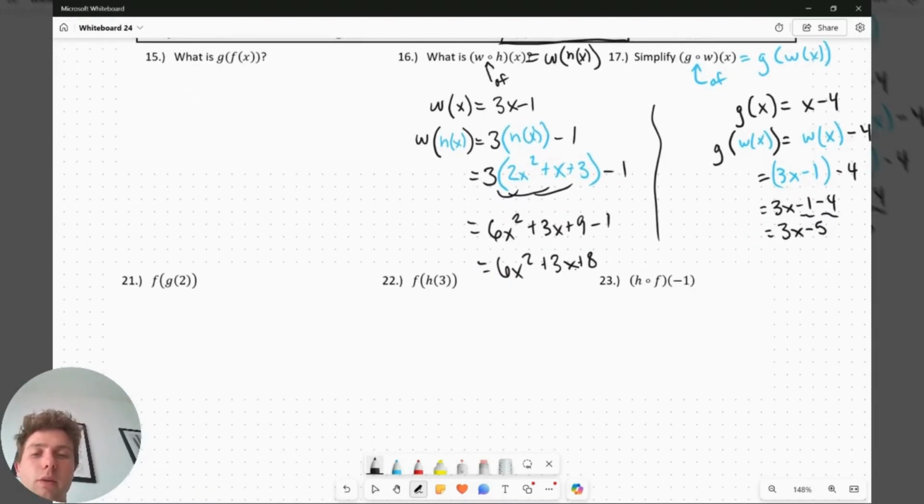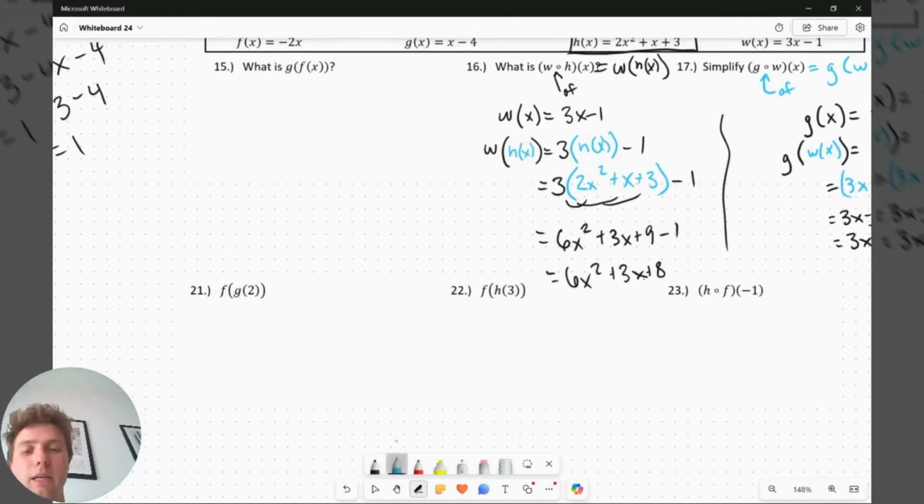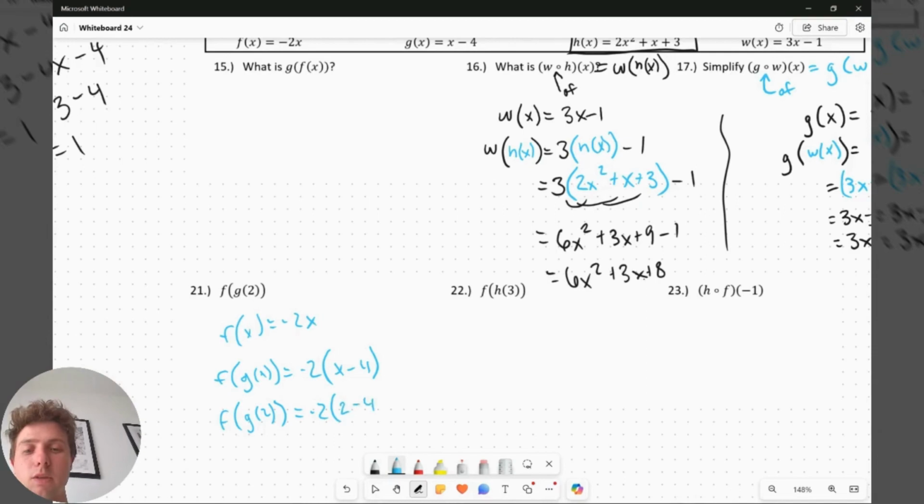21, 22, 23, similar ideas. Those are just telling you to plug in different things. You can always start with the outside function, f, which is negative 2x. You could plug in g into that. So now I could replace whatever x is with our g function. But we didn't want f of g of x. We wanted f of g of 2. So that means I need to replace the x with a value of 2. Simplify that and find out what it gives us. If you were to do that, type that into Desmos, it looks like that should give you a value of 4.